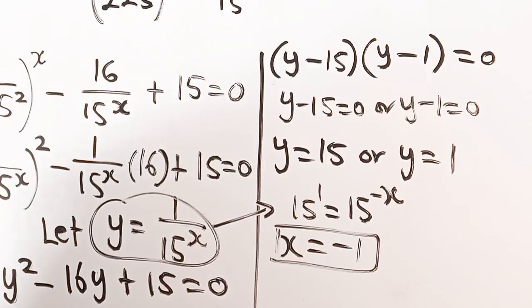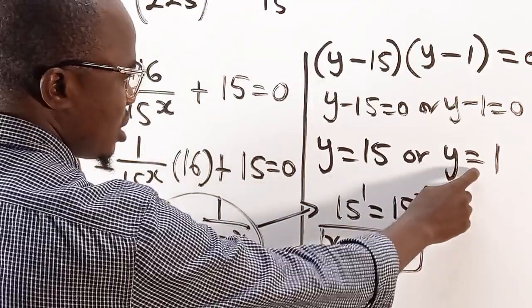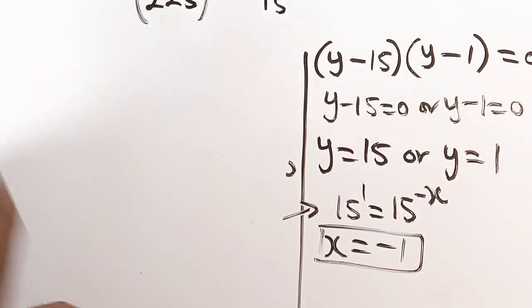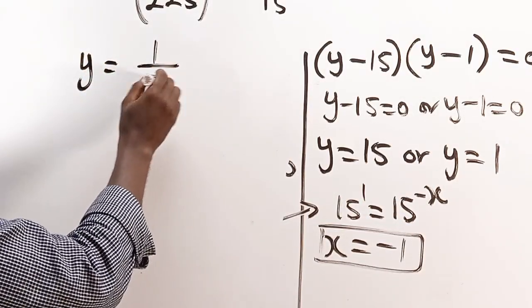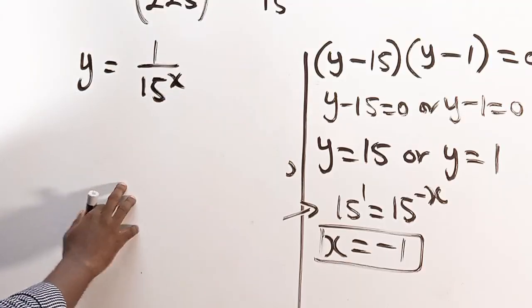Now the next thing we are going to do is to pick the second value of y. Picking the second value of y, when y is equal to 1 over 15 to the power of x, sorry, I erased it here.